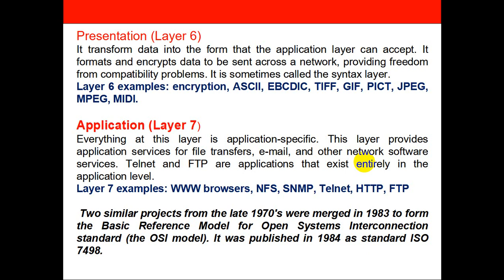And in layer 7 we have the application layer, and everything at this layer is application specific. This layer provides application services for file transfer, email and other network software services. Telnet and FTP are applications that exist entirely in the application layer. Examples of layer 7 are NFS, SNMP, Telnet, HTTP, FTP and WWW, which is web browsers.